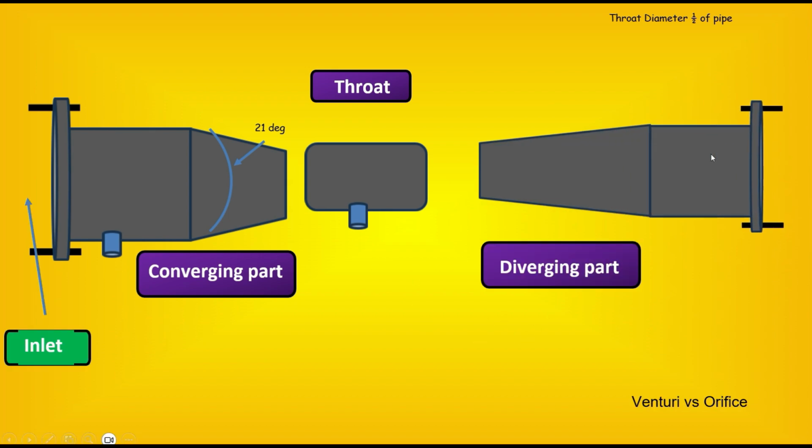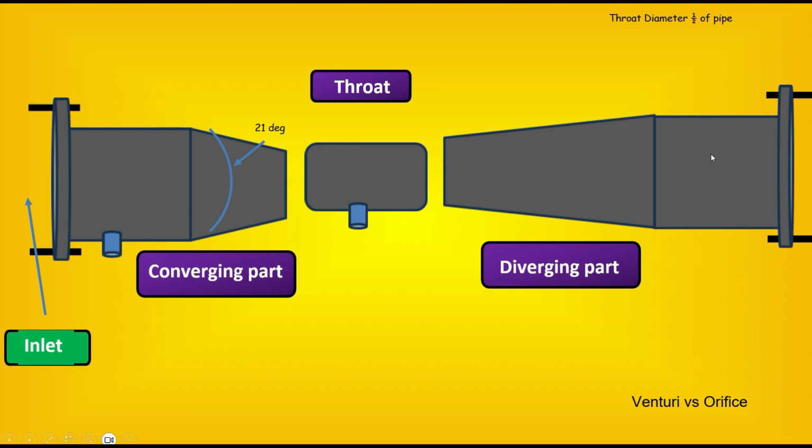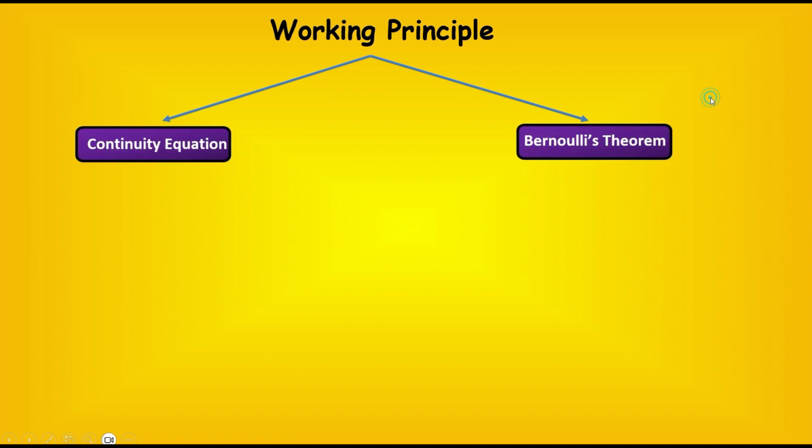And the next and the last part is the diverging part. After the throat, the pipe gradually expands back to the original diameter, and this happens because the velocity decreases and the pressure recovers. This gradual expansion is very important. It reduces the energy loss and makes the Venturimeter more efficient compared to other flow meters like the orifice plate. So the main three parts, converging, throat and diverging, together form a complete Venturimeter.